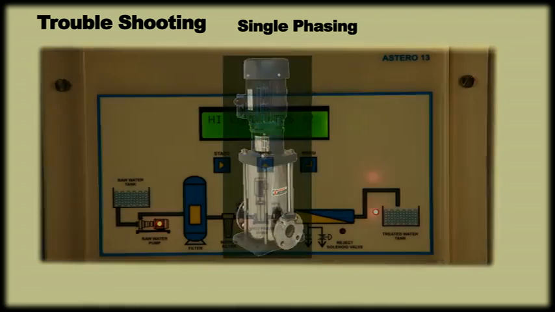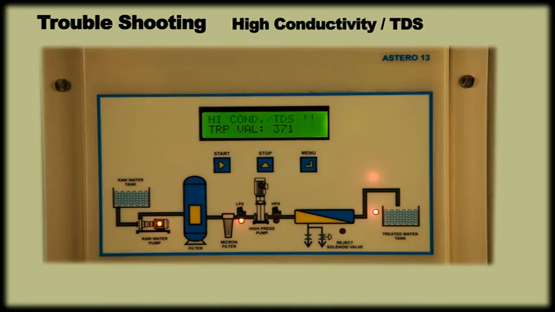If the display shows high conductivity or high TDS, then the conductivity is more than the set point. Ensure the programmed set point is correct.